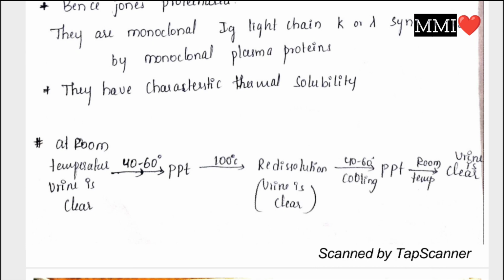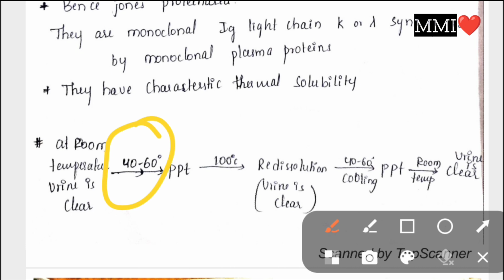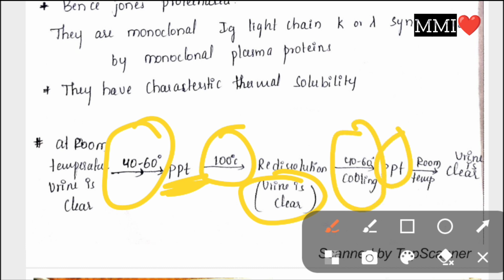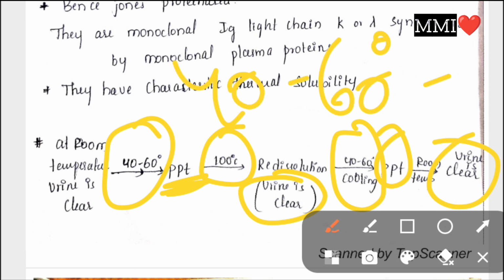At room temperature, the urine is clear, and when you heat it to 40 to 60 degrees Celsius, they will form a precipitate. When you further heat it to 100 degrees Celsius, they will redissolve and the urine will become clear. After heating, we let it cool down. When it returns to 40 to 60 degrees Celsius, they will again form a precipitate, and after coming to room temperature, there will be clear urine. So at 40 to 60 degrees Celsius, they form a precipitate.